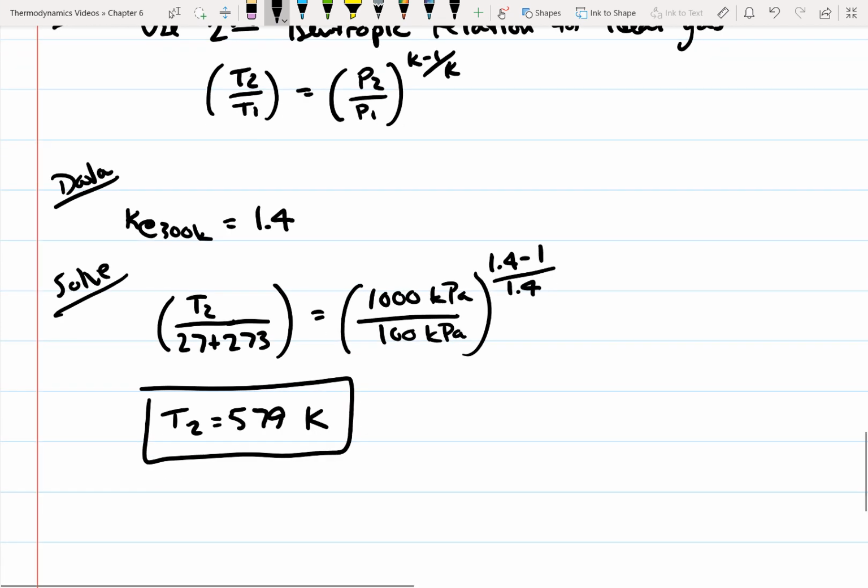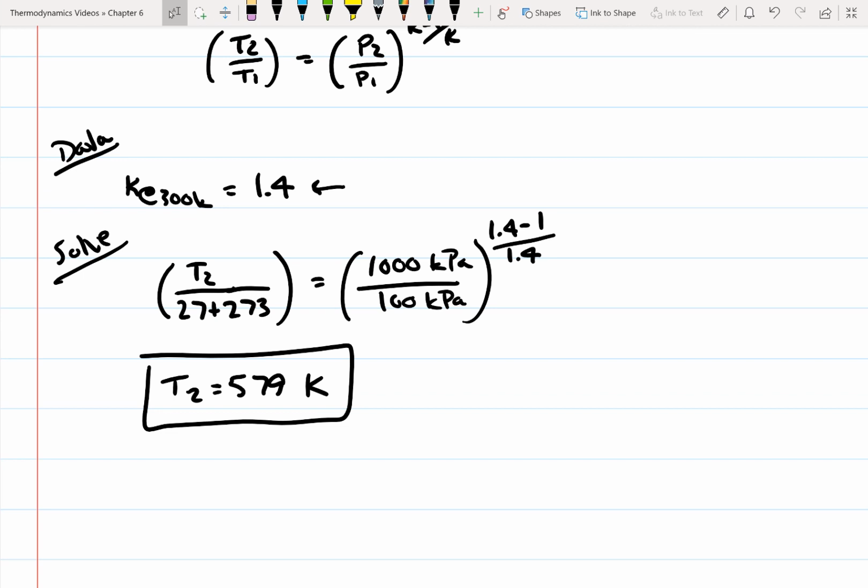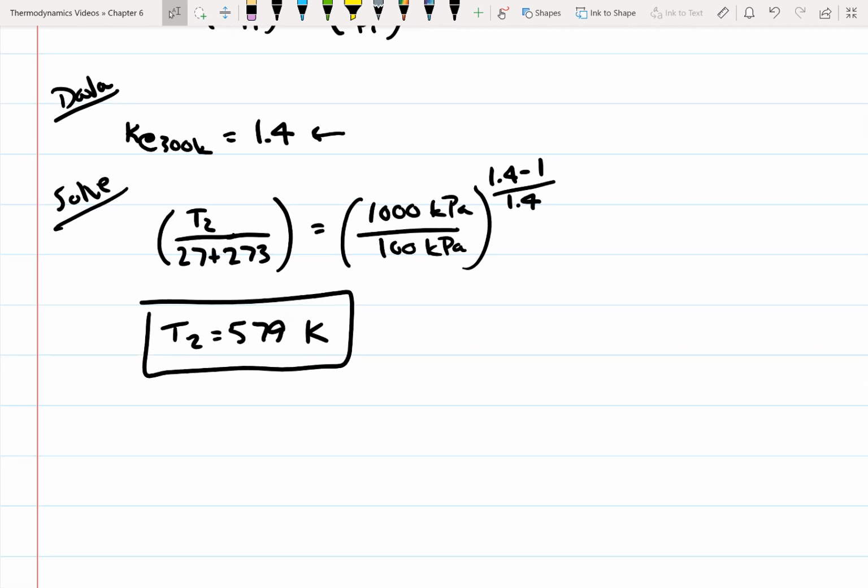One way that we can take this a little bit further is this: when we looked up the data the first time, we really only had the one temperature, so we just assumed room temperature. But now we have a temperature that we can use to calculate an average temperature. So we can calculate an average temperature, then look at K at the average temperature and resolve to get T2.